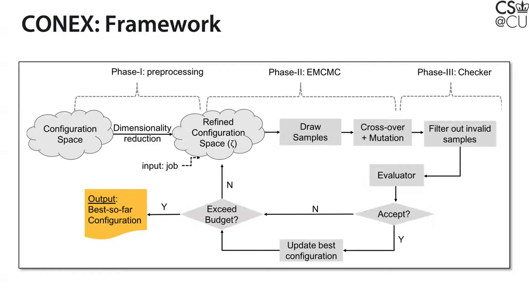Once the new configurations have been generated, we use the configuration checker to ensure that the newly generated configurations are valid. In this phase, we discard any invalid configuration samples, and then we measure the performance for the newly generated configurations. Once we have a set of new configurations whose performance have been measured, we then use the acceptance criteria to determine if we want to keep the new configuration or discard them. If we choose to keep the new configuration, we update the best configuration seen so far, and we repeat this entire process until the budget is exceeded.